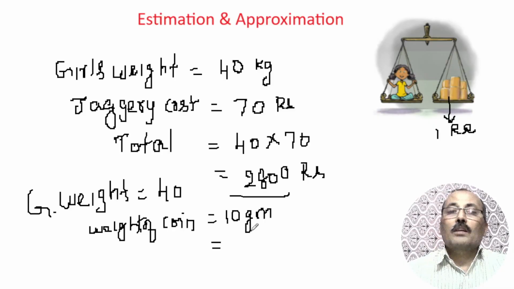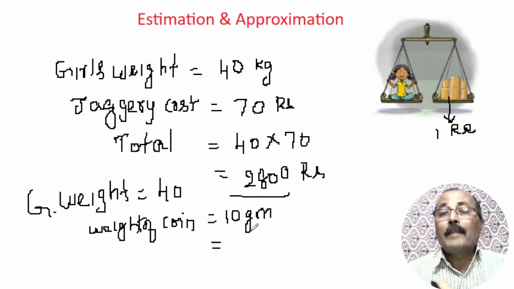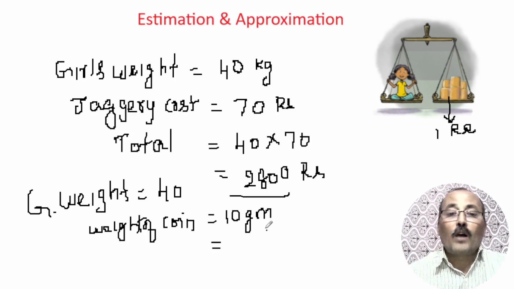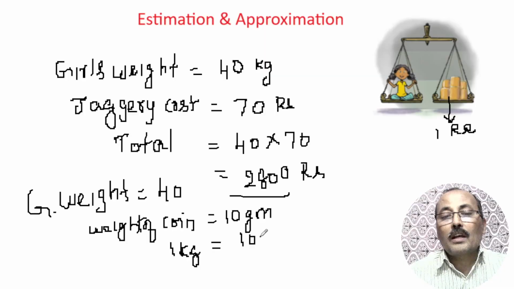Sir, if you put 40 kilograms of coins, that will be equal to the weight. That is not what the question is. How many 1 rupee coins are needed for a weight? So we are going to find out how many 1 rupee coins. For 1 kilogram, how many coins will be there? 1 kilogram is 1000 grams.